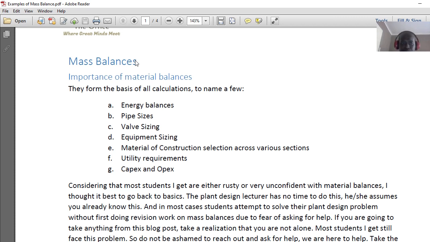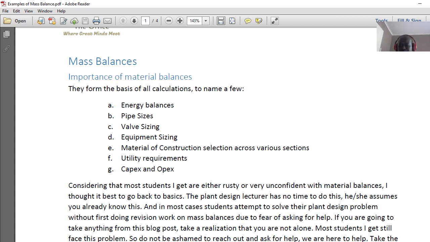So mass balances. Again, as I said, it's important to know your why. Then the how becomes easy. So why do mass balances, right? Mass balances, in effect, form a huge part of plant design. They form the basis for calculation for many things. For example, as listed here, you've got energy balances, pipe sizing, valve sizing, equipment sizing, material of construction selection across various sections, utility requirements, CAPEX and OPEX.